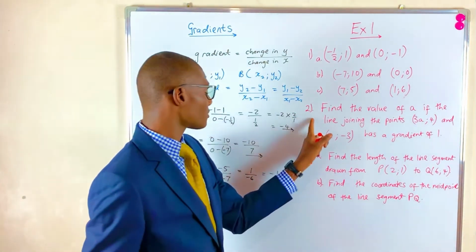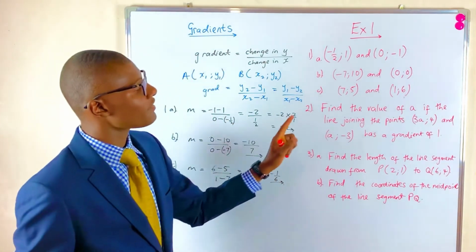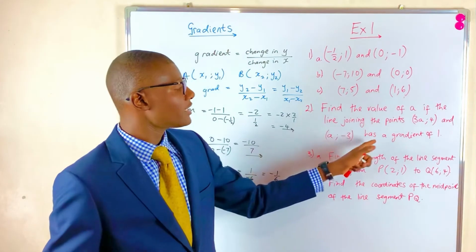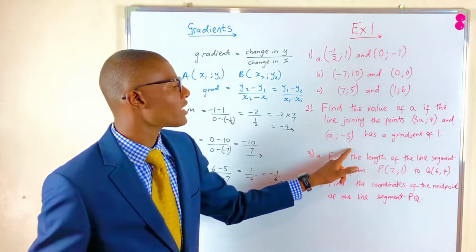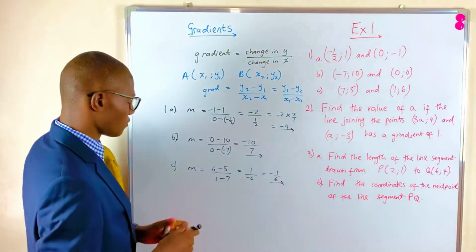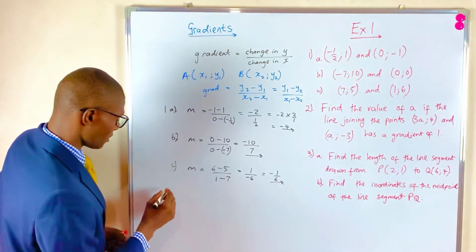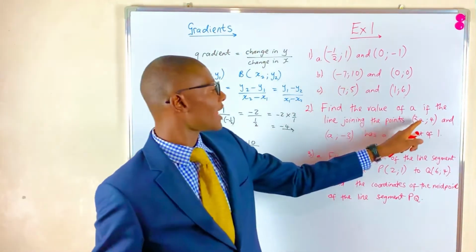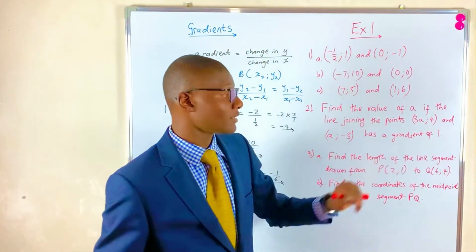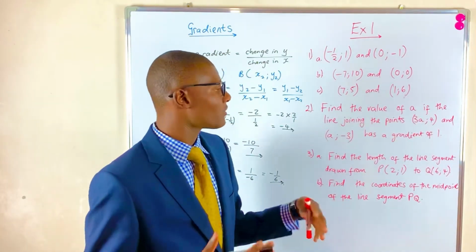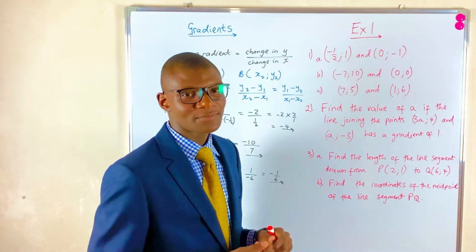Now moving on to number 2. Number 2 says, find the value of a if the line joining the points (3a, 4) and (a, 3) has a gradient of 1. Right, so let me just work it out here. For number 2, we are told that the gradient of the line joining these 2 points is 1. So now our job is to come up with an equation for the gradient, right?